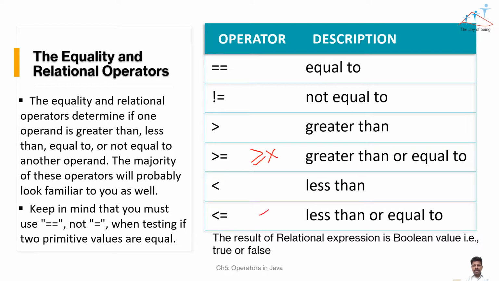Similarly, less than or equal to should not be written like that. Two symbols are there here and here, here and here. These things you have to keep in mind when you are using the relational operators. Basically, these are used to write the conditional expressions in Java, which will be used in conditional control structures in Java.